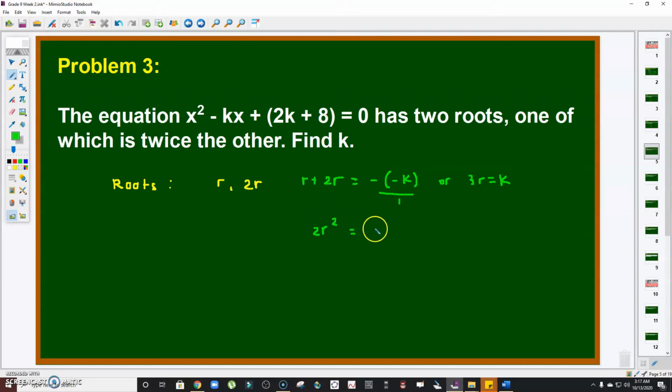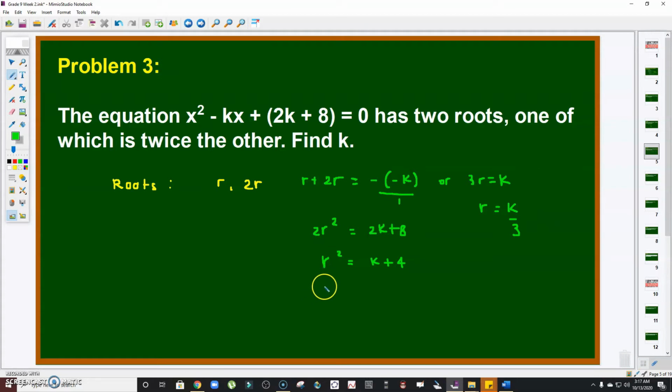Right? And that's equal to 2k plus 8. Okay? Or I can factor out 2 or divide both sides by 2. So I'm going to have r squared equals k plus 4. See that? Take note, we are after for k. So, we either substitute r in terms of k or k in terms of r. So, since we're after for k, I'm going to express this one as k over 3. See that? K over 3.